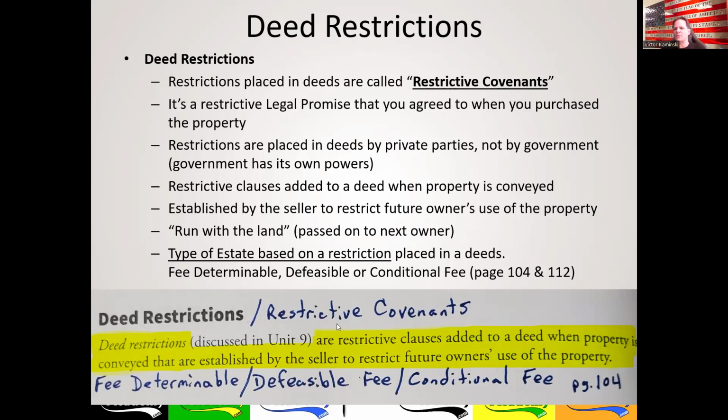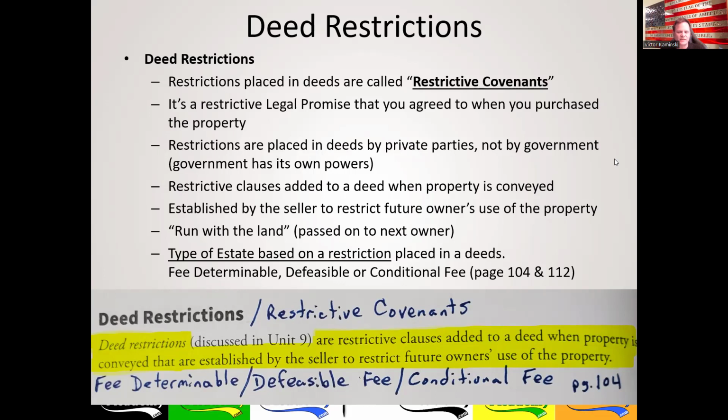You see it more often in commercial real estate, but it can also be found in residential sometimes. Developers often do this. They say the minimum lot size cannot be subdivided any further, or the minimum lot size can't be less than a certain amount, because they're trying to preserve the community. Or they could put a deed restriction that you can't paint your front door orange. They want to keep some kind of uniformity in the community, because uniformity maintains values better. Restrictions are placed in deeds by private parties, not by governments.